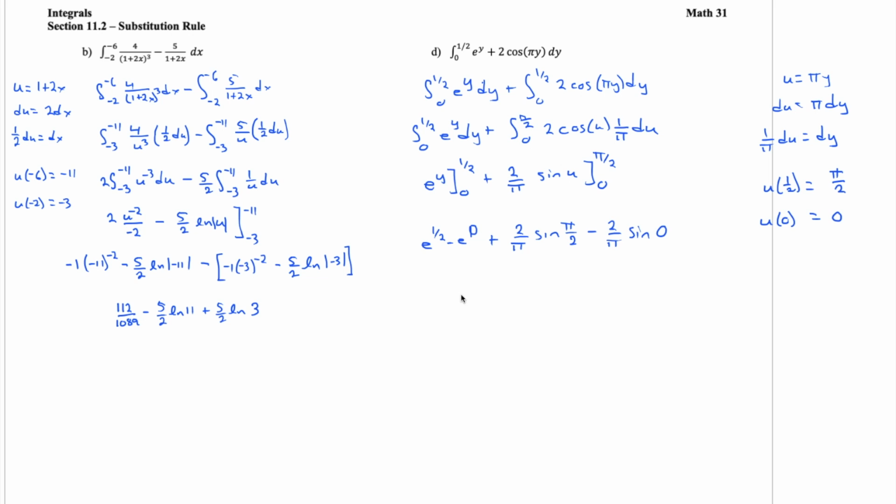That's just going to be a matter of solving those. So e to the 1/2, that's just root e. You can use exponential form or radical form would be fine as well. E to the 0 is just 1, and so I'll get negative 1 for that. My sine of pi over 2 is just going to be 1, so I'll have 2 over pi times 1, and sine of 0 is of course 0, and so that just goes to 0. So I'll have root e minus 1 plus 2 over pi, and that would be a perfectly fine place to leave that.